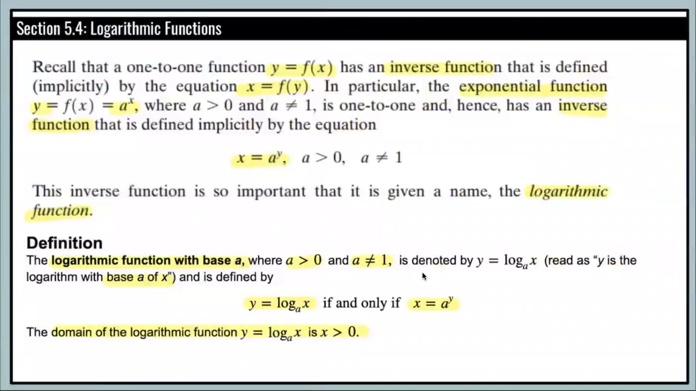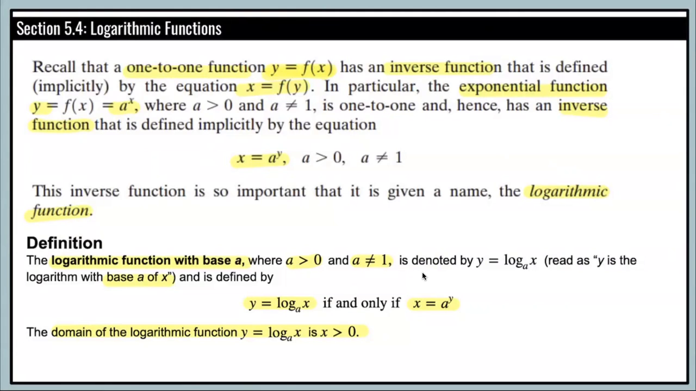Before we begin, we have some important information that I've already highlighted. We have to go over what a log is. Imagine a one-to-one function where y equals f of x. Any one-to-one function has an inverse function: if y equals f of x, then x equals f of y. That's the inverse function. You swap where the x is with the y.